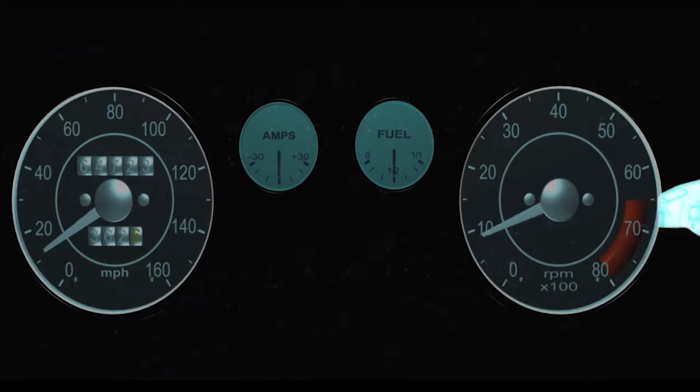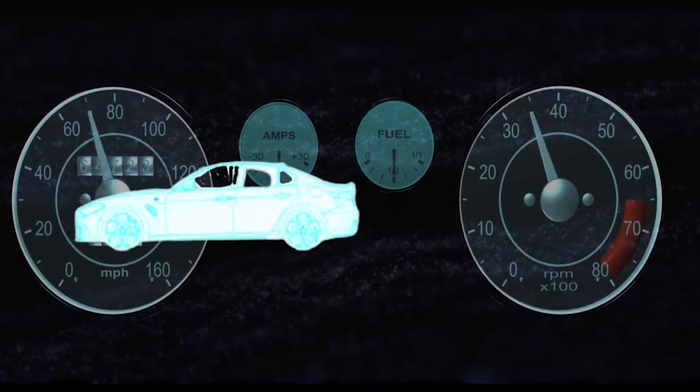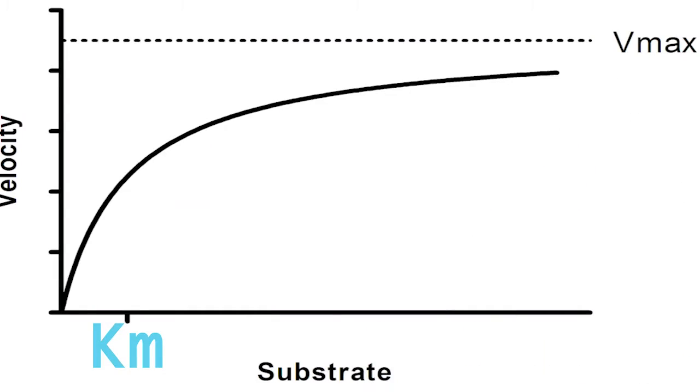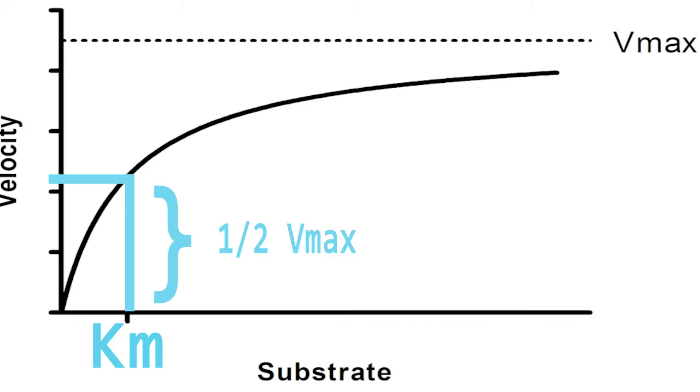Vmax is the maximum rate of reaction that a particular enzyme can achieve. In the car example, this would be like how fast a car can go from 0 to 80 miles per hour. Km is the substrate concentration that is halfway to Vmax.